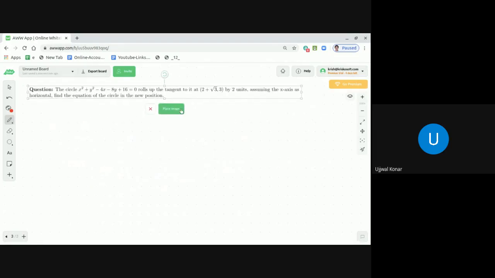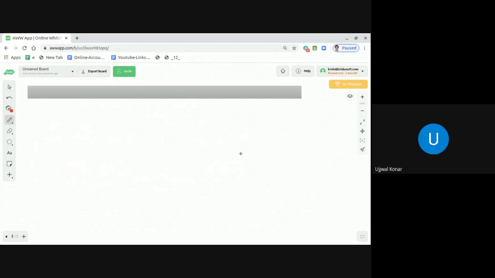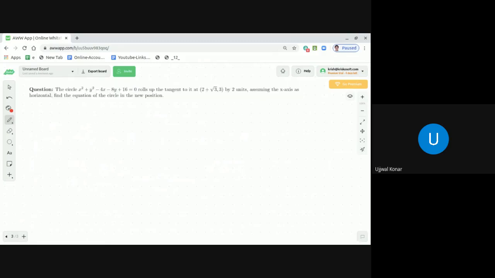Look into this question. The circle x square plus y square minus 4x minus 8y plus 16 equal to 0 rolls up the tangent at (2 plus root 3, 3) by 2 units. Assuming the x-axis as horizontal, find the equation of the circle in the new position. Let me first show you the visual representation of this problem.